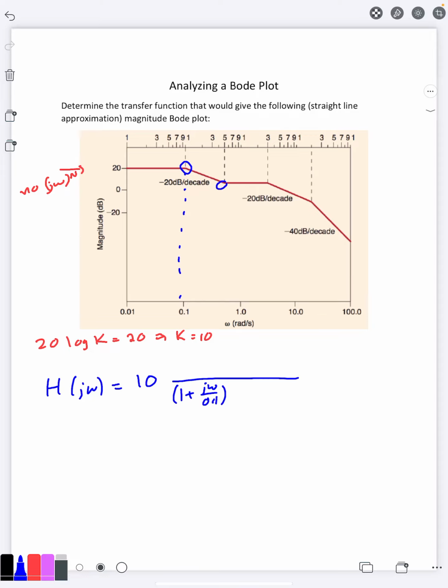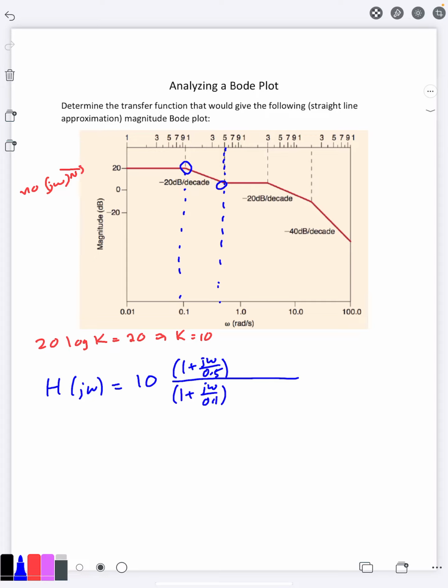Next place that it changes is going to be right here, which is somewhere between 0.1 and 1. And if we look up, we can tell it's going to be at 0.5 there. And it goes from a negative 20 slope to a 0 flat slope. So that means we had to add 20 to the slope, so it's going to be in the numerator. So it's going to be 1 plus j omega over 0.5. That gets us the second change on the graph.